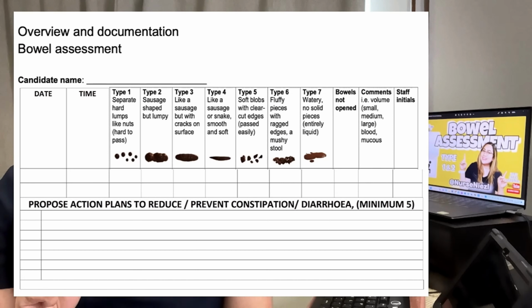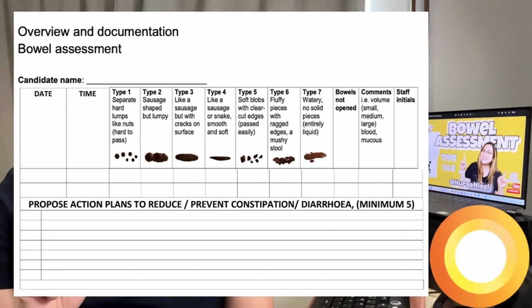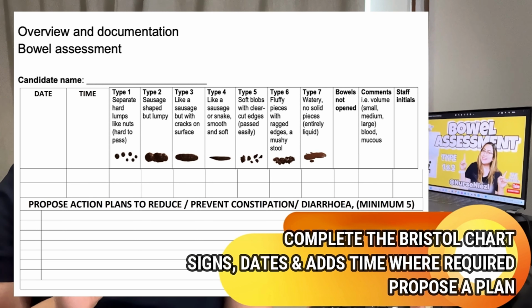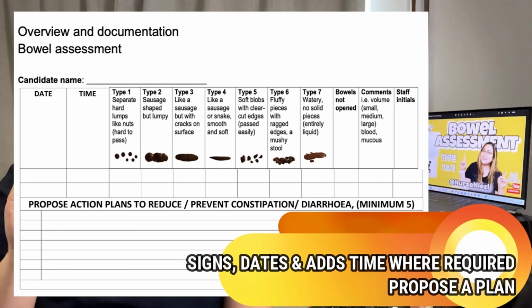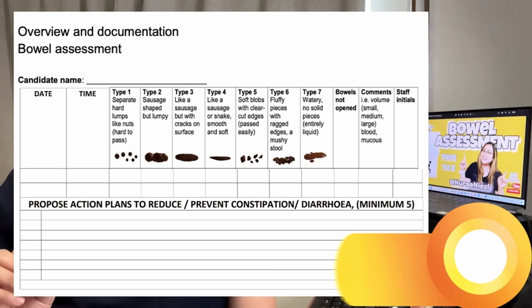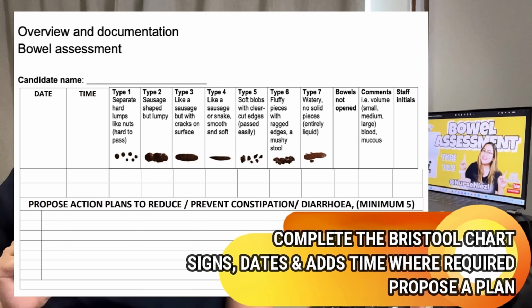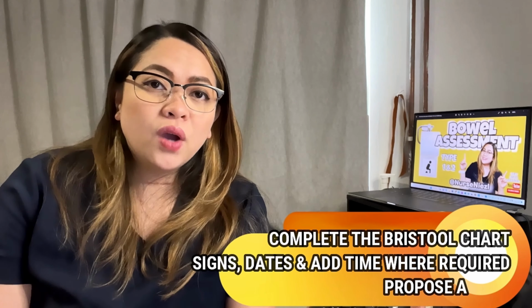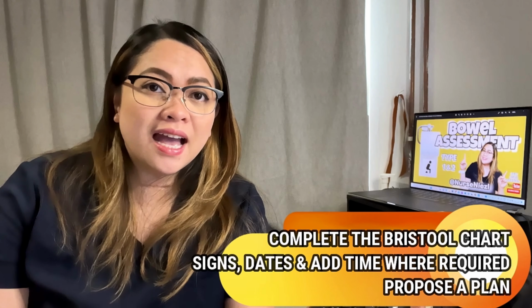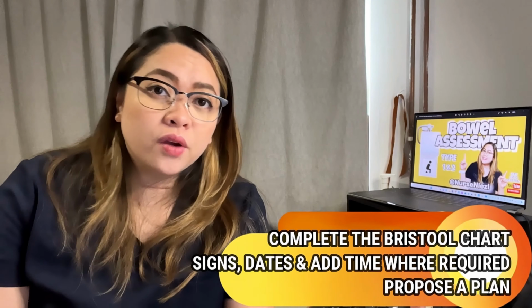Henceforth, you need to correctly assess the Bristol stool photo and record accordingly on the Bristol stool chart. So you're also going to be given stool charts, okay? The first thing is you have to put the date, the time, and you have to tick which type of stool, and then your signature. Also, you have to propose a plan for the patient, okay? That's what you're going to do in this station. Let me repeat it again. You have to complete the Bristol stool chart. You have to do it accurately with the date, the time, and your signature or initial where required.